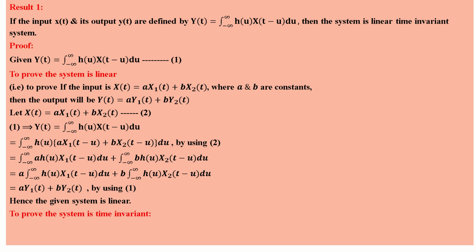To prove the system is time invariant, first we proved this is a linear system, then we need to prove time invariant, because we need to prove the system is linear time invariant. First we proved the system is linear, now we are going to prove time invariant. So put t is equal to t plus h. That is, replace t by t plus h in the input x of t.